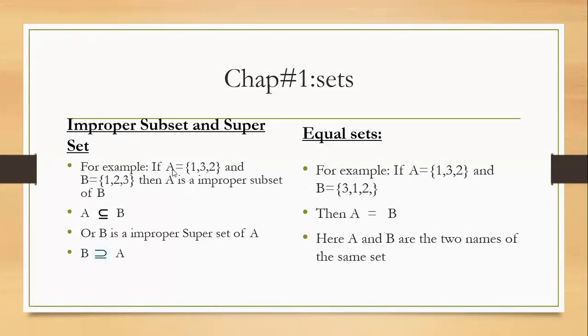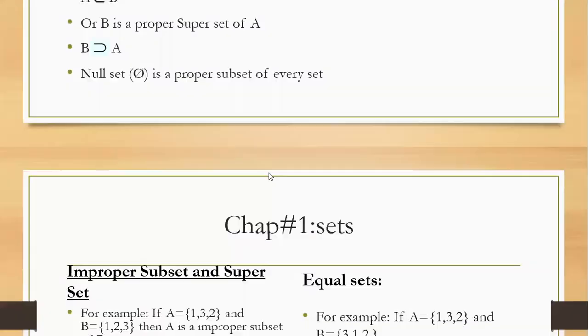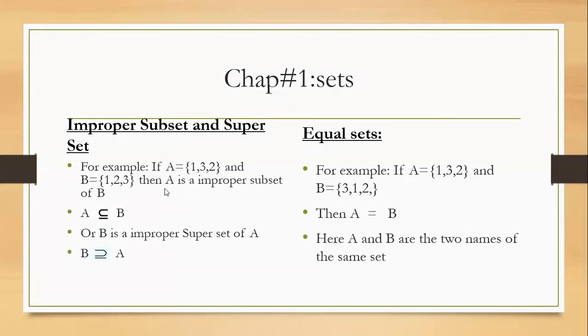In proper subset, when we were discussing it, A contains one element lesser. Here you can see that A contains 1, 2 and B contains 1, 2, 3. Okay? Then A is a proper subset. But if the elements are same, then it is called improper subsets. Clear? Okay. Now let's come to equal sets.